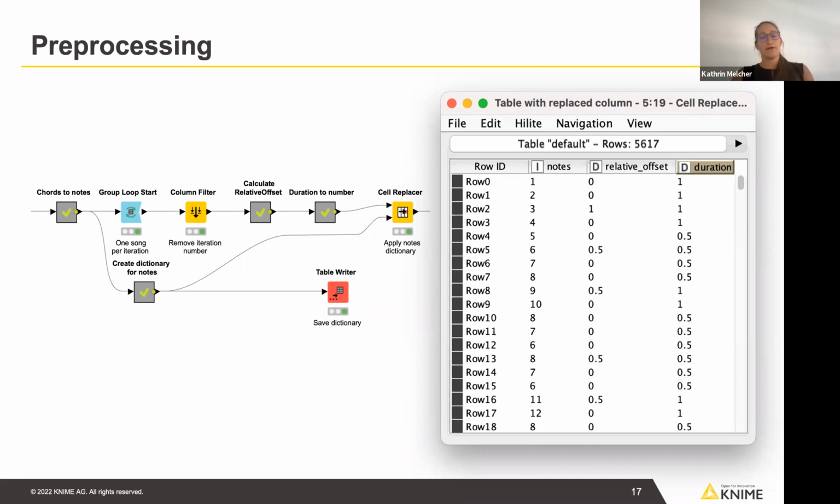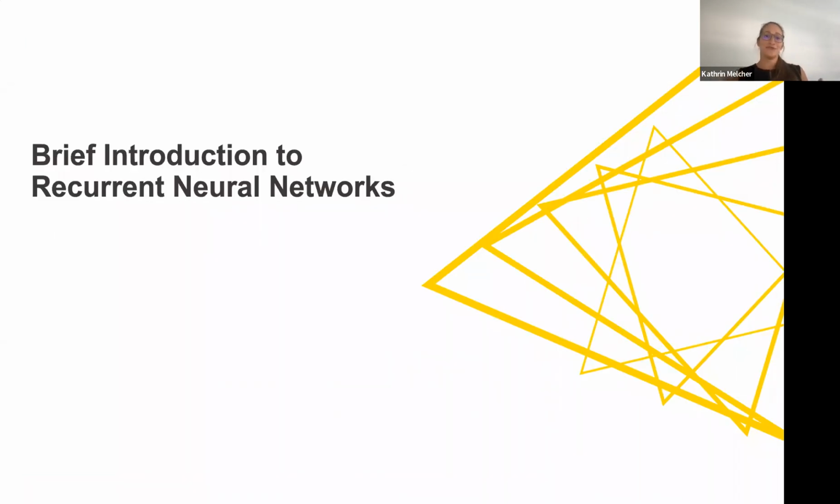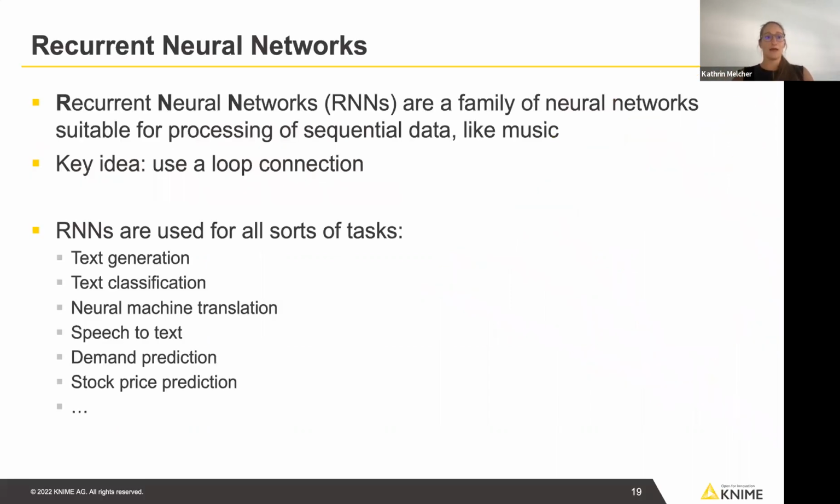And as I mentioned already, there is a type of neural networks which is especially useful when it comes to sequential data, like here we have now a sequence of nodes with the relative offset and the duration, which are called recurrent neural networks. And I don't want to go deep into recurrent neural networks in this webinar today, because we had already a webinar about recurrent neural networks in the past. But I just want to give you a brief introduction, kind of as a reminder of what recurrent neural networks are.